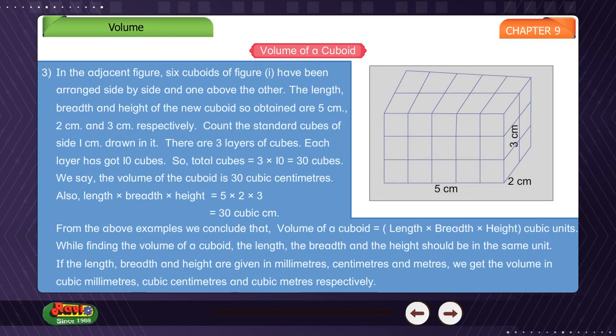From the above examples, we conclude that the volume of a cuboid is equal to length into breadth into height cubic units. While finding the volume of a cuboid, the length, the breadth and the height should be in the same unit. If the length, breadth and height are given in millimeters, centimeters and meters, we get the volume in cubic millimeters, cubic centimeters and cubic meters respectively.